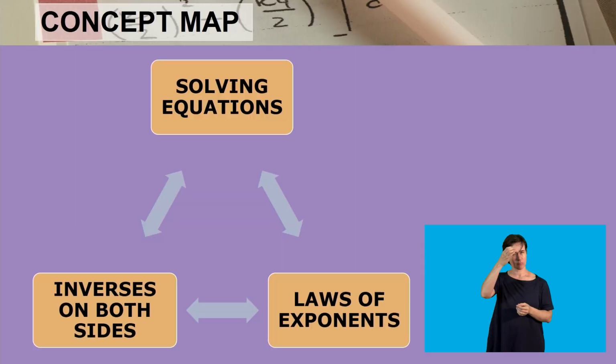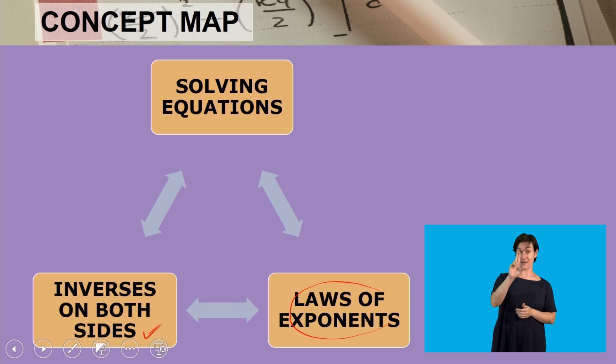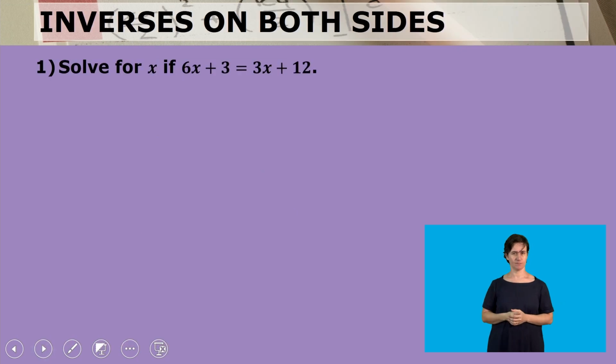Let's move back to our concept map and look at having solved equations and laws of exponents. Now we deal with when we have inverses on both sides. Let's solve for x in the equation 6x plus 3 equals 3x plus 12. So we have x on the left and x on the right. And so we start with the constant terms.